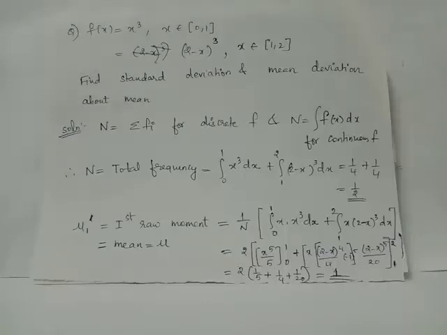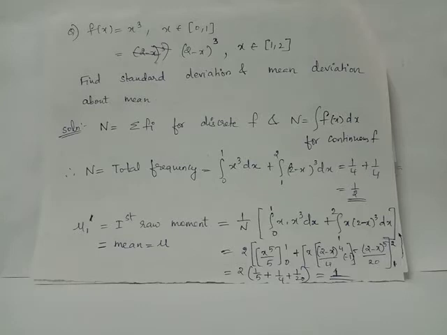Capital N will be evaluated using the formula N equals integral f of x dx. Here we have two intervals in which f of x is defined. Therefore, we have N equals integral 0 to 1 f of x dx plus integral 1 to 2 f of x dx, where f of x equals x cubed in the range 0 to 1 and f of x equals (2 minus x) the whole cubed in the range 1 to 2. Here we perform the usual integration and we get the final answer as 1 by 2.